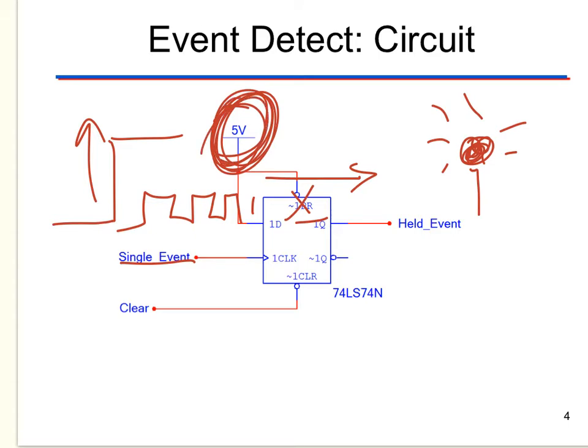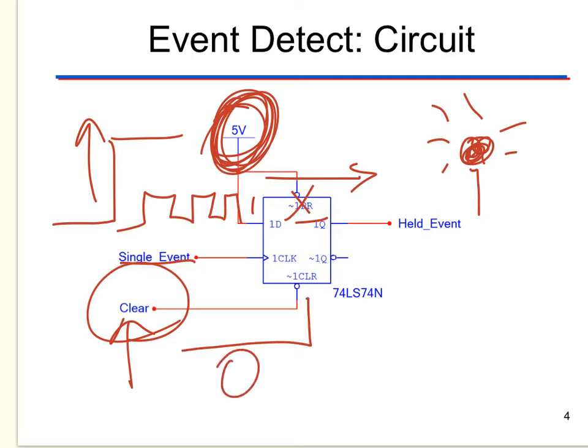Now, we want to clear that. That's where this clear comes into it. Let's say that you accidentally set off your home burglar alarm. You have a password that you can put in to clear or turn off the burglar alarm. That would be the clear here. This is active low, meaning we have to send in a low signal in order for this burglar alarm to finally turn off and output a 0 on the Q. That is an event detection circuit.